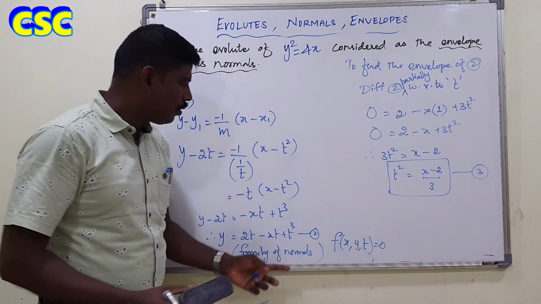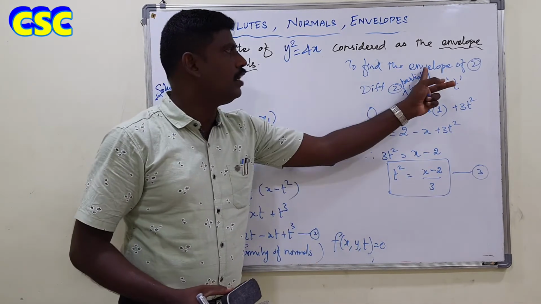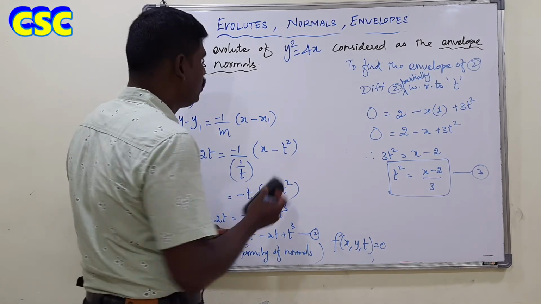Now I am going to eliminate this t between 2 and 3 to get the envelope of this family of normals. How to eliminate it? By 2.